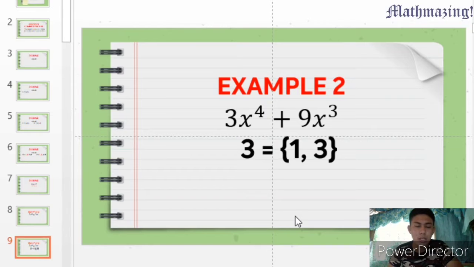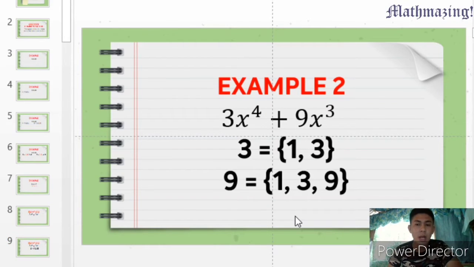So the factors of 3 is 1 and 3. The factors of 9 naman is 1, 3, 9. So their common are 1 and 3. But when we're talking about the GCF, between 1 and 3, the highest is 3. Okay, ayan. Next naman, we have to get the greatest common factor between our variables. So ano yung variable natin sa ating given? We have x raised to 4 and x raised to 3.